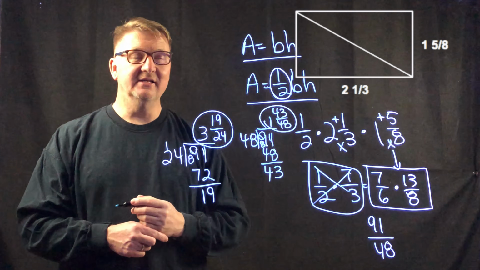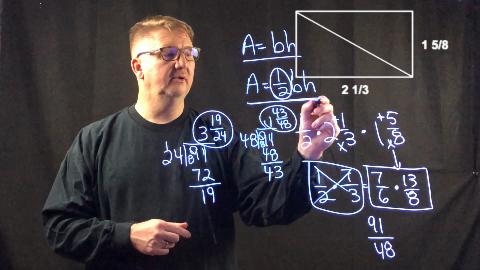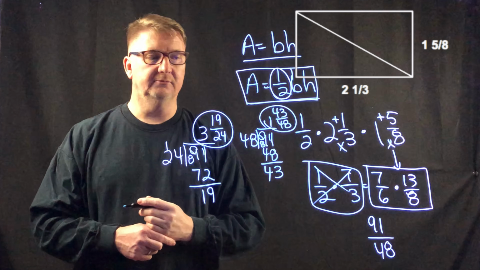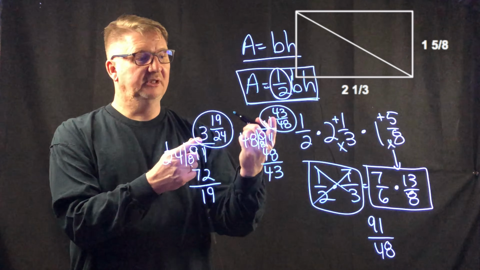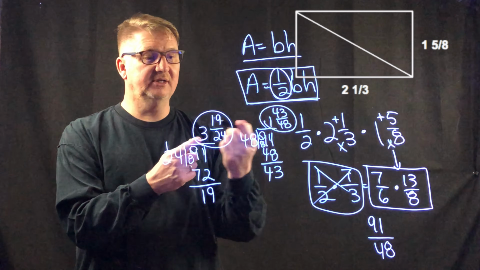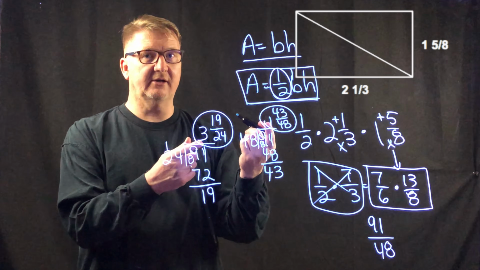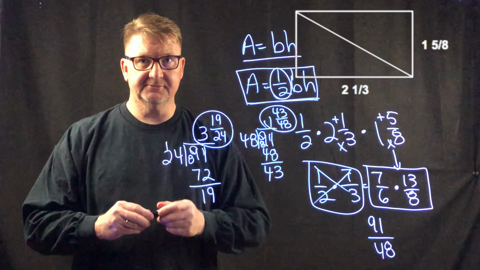Okay, and that is the area of our triangle, which, if you notice, it looks like it's about half. Okay, because this was 3, this is down to 1 now, so that's how that works. All right.